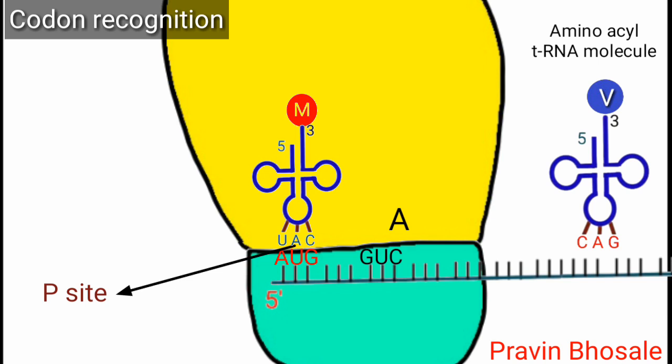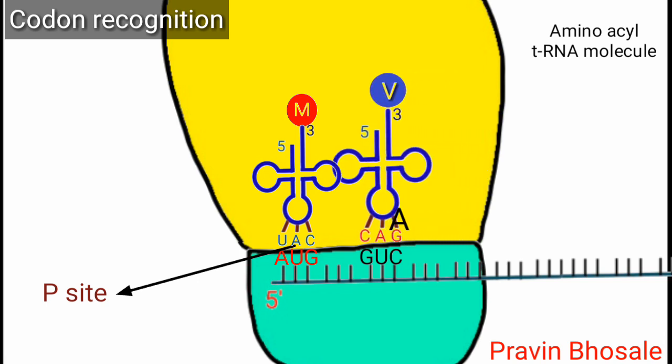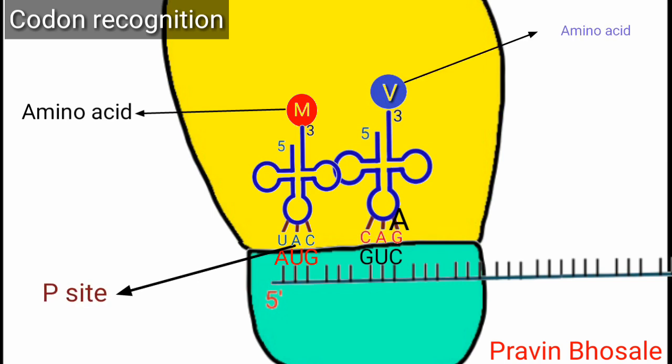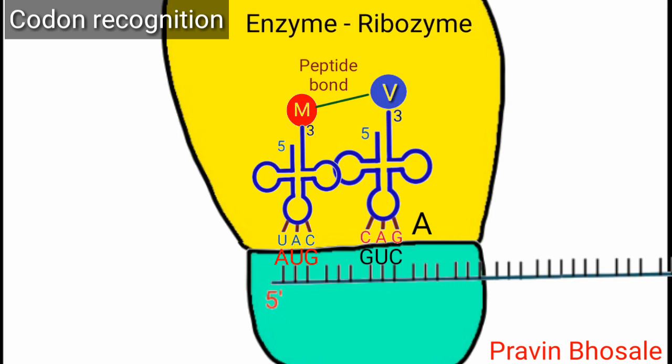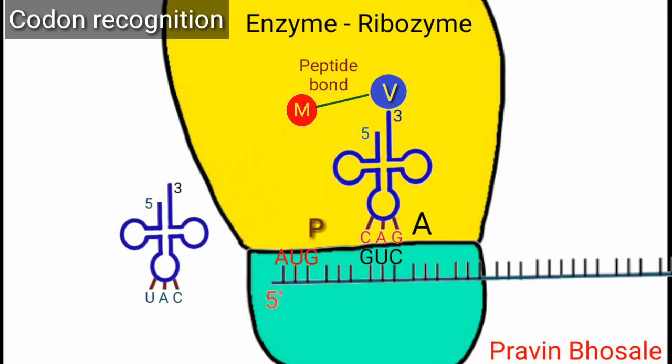The aminoacyl tRNA molecule enters the ribosome at the A site. The anticodon binds with the codon by hydrogen bond. The amino acid on the first initiator tRNA at the P site and the amino acid on the tRNA at the A site join by a peptide bond. Here, the ribosome acts as an enzyme catalyst. At this time, the first tRNA at the P site is kicked off.